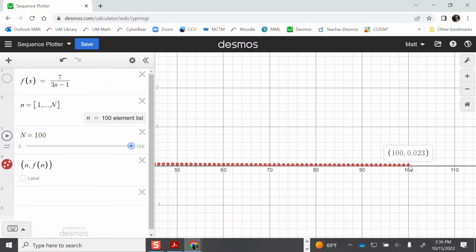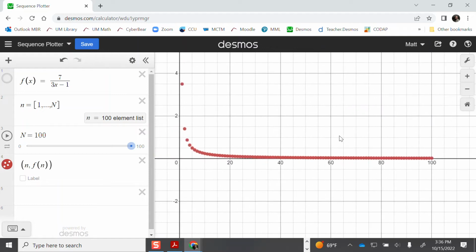When we're out there at that 100th term of the sequence, we're now down to 23 thousandths, and it appears that it is converging to 0. I hope that gives you a sense of one way to graphically think about sequences. They're really similar to functions. The only difference here is that we're plotting points because these are discrete values. It's not a continuous phenomenon. It's a discrete, or point by point, phenomenon. So that's one way that you can certainly think about sequences and plot them.